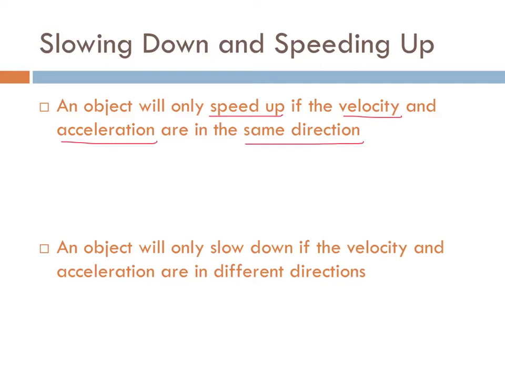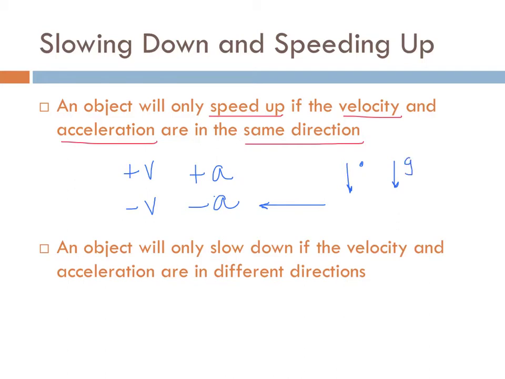So if you have a positive velocity and a positive acceleration, you will speed up. But you will also speed up if you have a negative velocity and a negative acceleration, which is the case when you are falling. You're falling downwards. The acceleration due to gravity is also downwards. So that's why you speed up when you fall down.